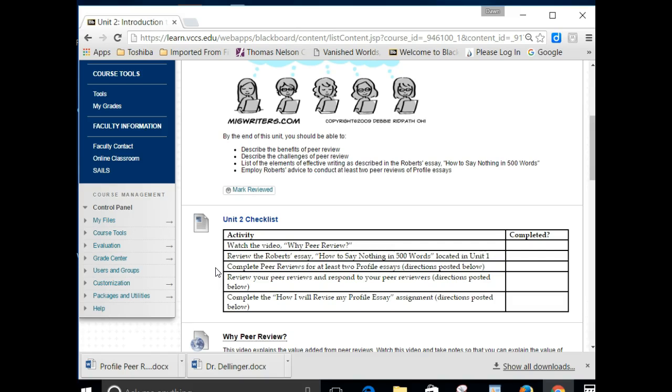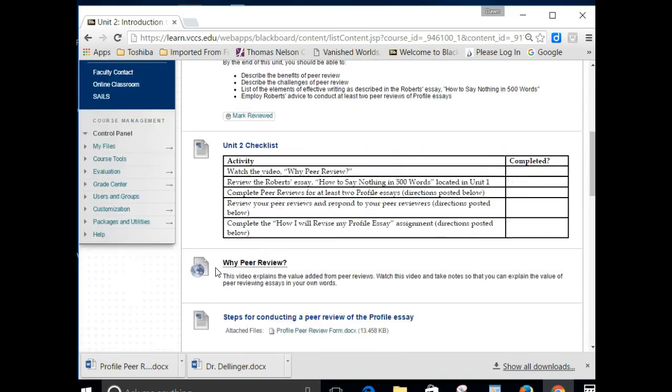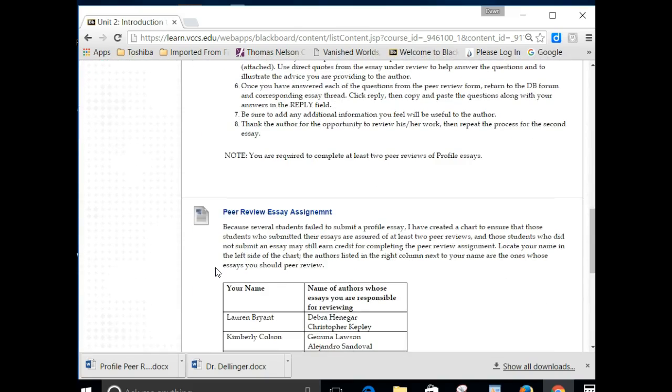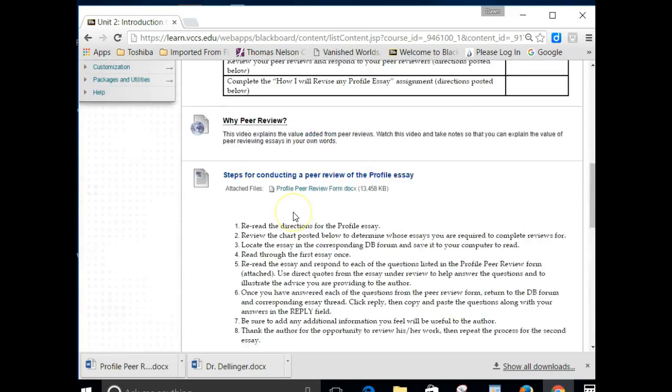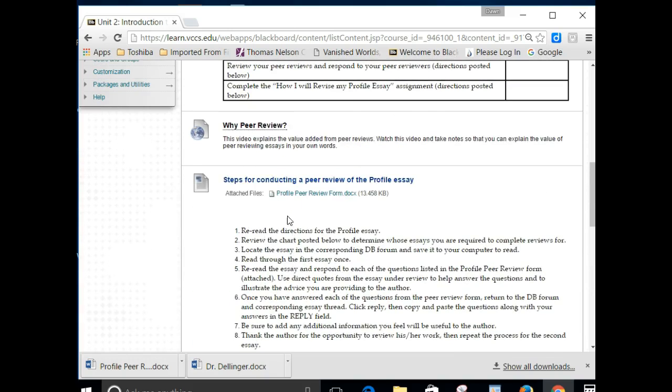Then next, you're going to scroll down to the list below where it says peer review. Well, before we get there, sorry, I skipped ahead. We're going to review the steps and see what it is you have to do. So the first thing you're going to do is reread the directions for the profile essay. Again, those are posted in Unit 1. Read the directions so that you have it fresh in your mind what this essay is supposed to accomplish.